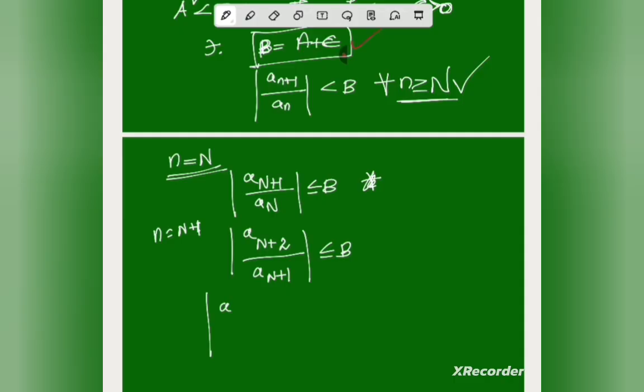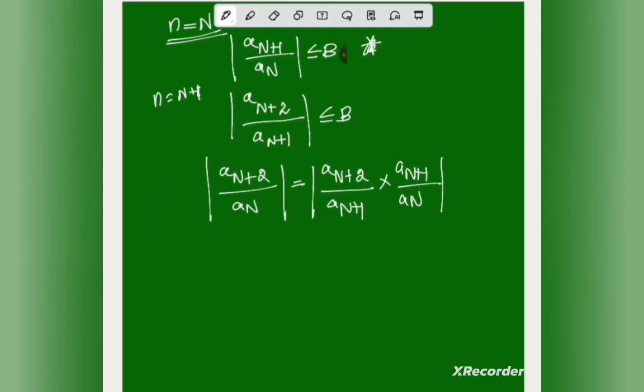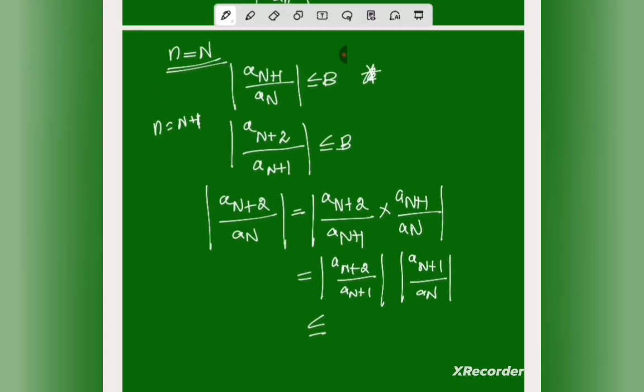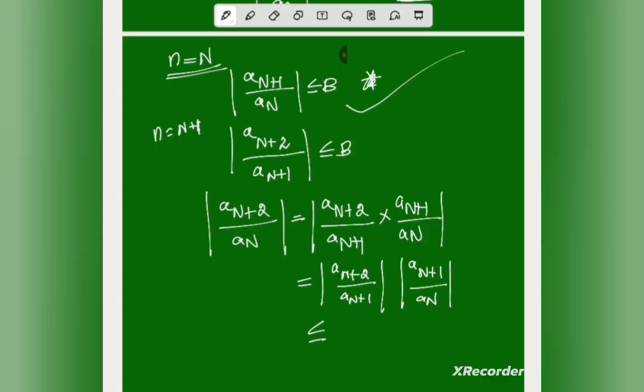So now what I am going to consider is a(N+2) by a(N). I am going to write this as a(N+2) by a(N+1) into a(N+1) by a(N). I can just multiply and divide by a value, right? Since mod a into mod b is equal to mod a into mod b, I can write a(N+2) by a(N+1) into a(N+1) by a(N), right? So already we know from the previous result that a(N+1) by a(N) is less than or equal to B, and a(N+2) by a(N+1) is less than or equal to B, right?